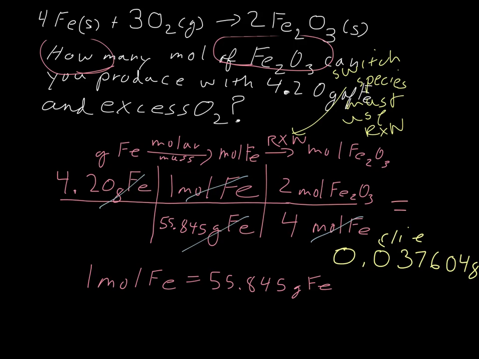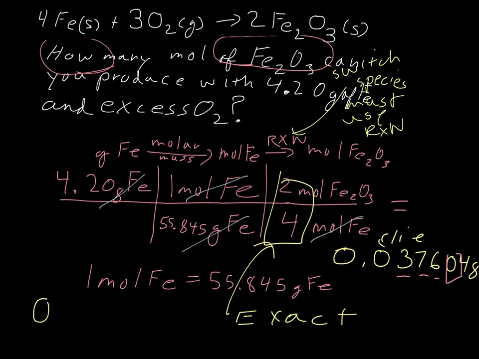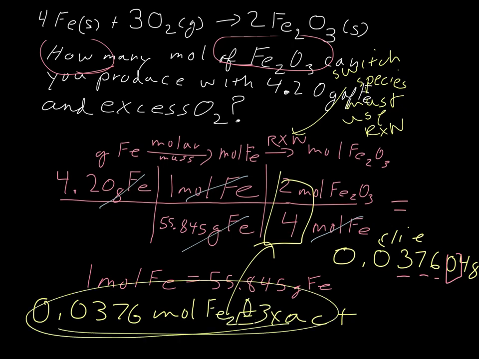Check my sig figs. I've got 1, 2, 3 sig figs here. By the way, these are exact numbers. When we're talking sig figs, this molar relationship here is considered exact, because we're counting atoms is the idea. So that molar relationship right there is exact. So our sig figs are merely going to be determined by our starting mass. So I've got 1, 2, 3 sig figs, round on the basis of the 0. And that gives me a final answer of 0.0376 moles of iron 3 oxide is how much I can produce.